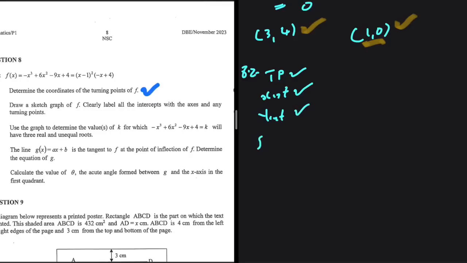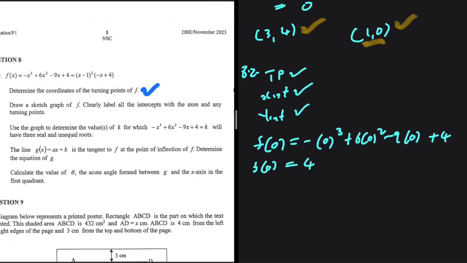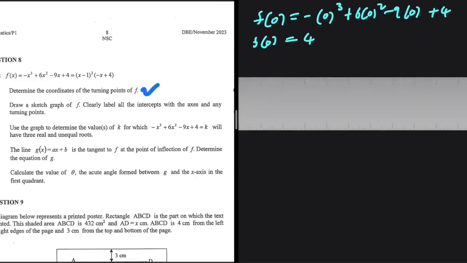The y-intercept, so f of 0, we know that for the y-intercept x is equal to 0. We're going to have minus 0 to the power 3 plus 6 multiplied by 0 squared minus 9 multiplied by 0 plus 4. So f of 0 is just equal to 4. So yes, we have the turning points and we have all the intercepts. We can go ahead and sketch our cubic function. Let's go ahead and do that.